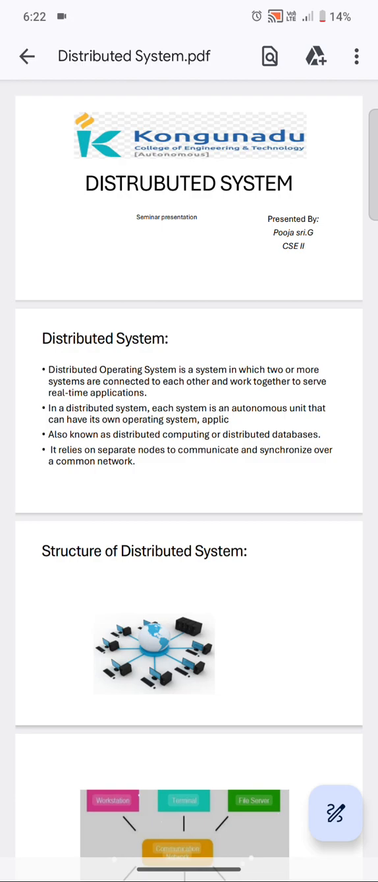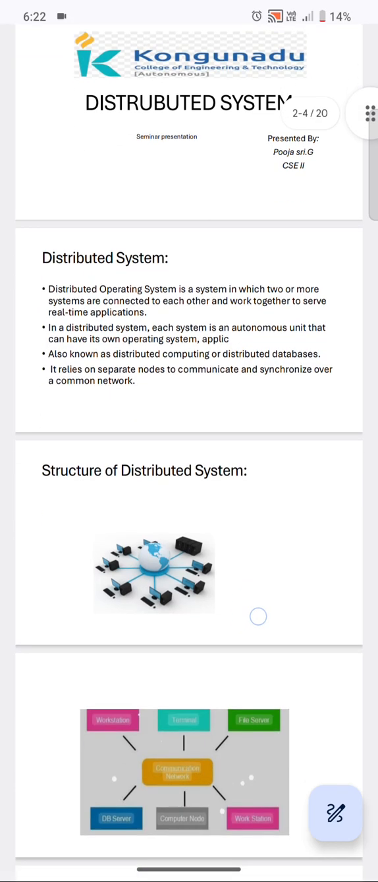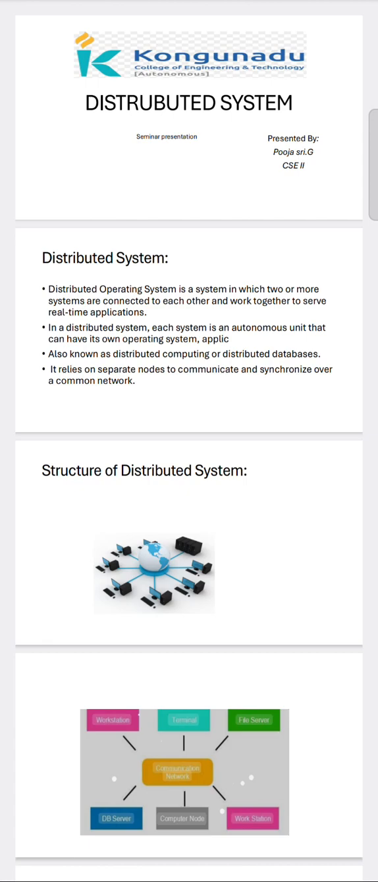I would like to present my presentation. The topic is distributed system. First of all, a distributed system is a system in which two or more systems are connected to each other and work together to solve some real-time applications.